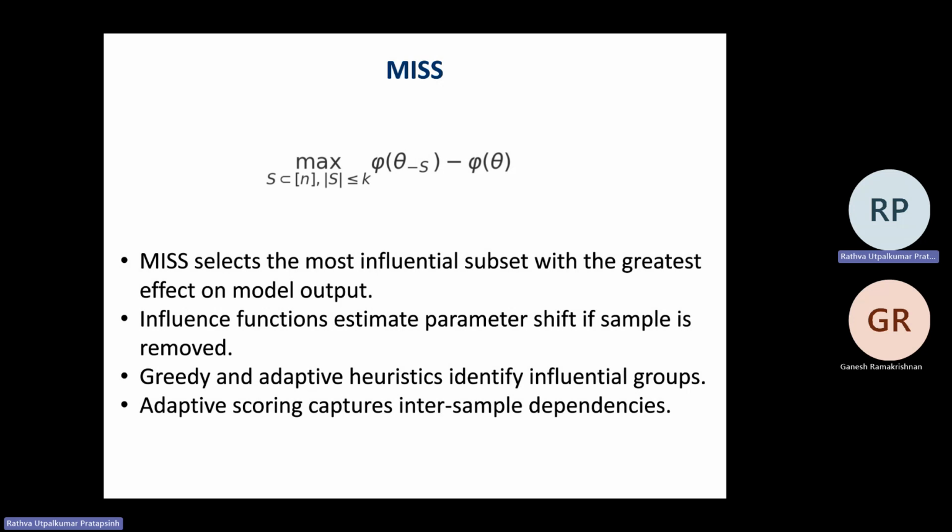In greedy we assign a statistic score to each training sample, select the top K samples with the highest score, and return those as the most influential subset. But in adaptive, we start with the full data set, recompute scores based on the current model, remove the most influential sample, and repeat this step until we find the K samples.